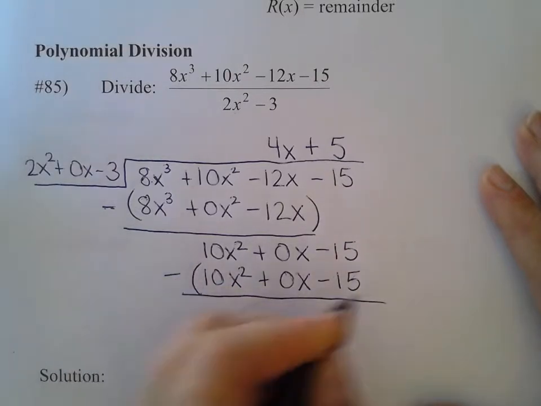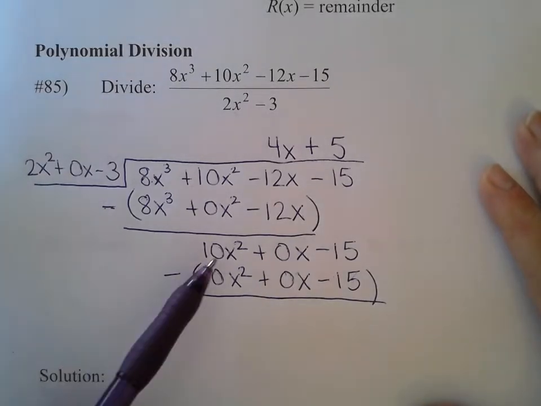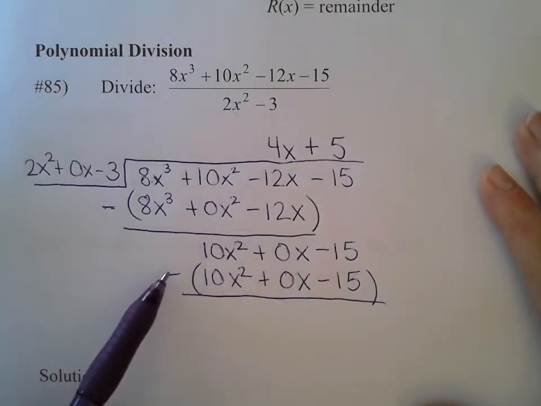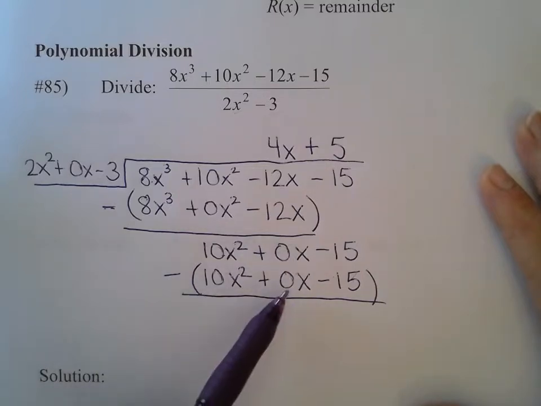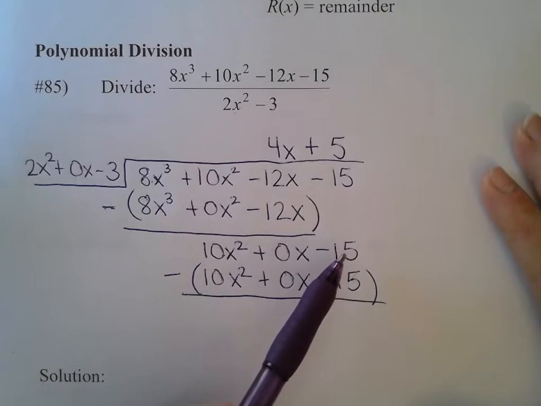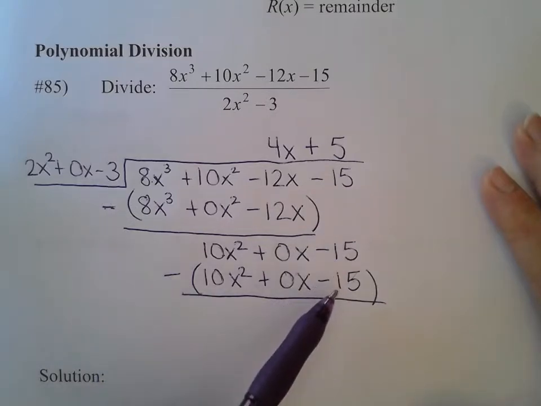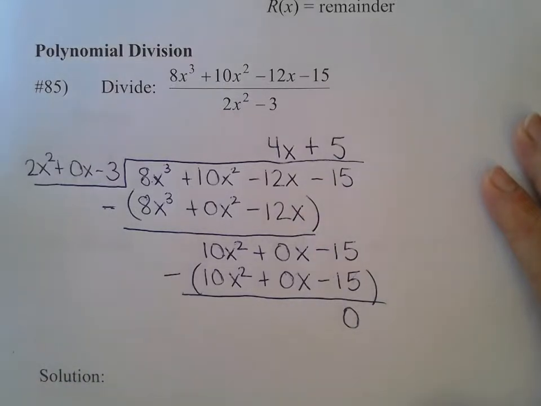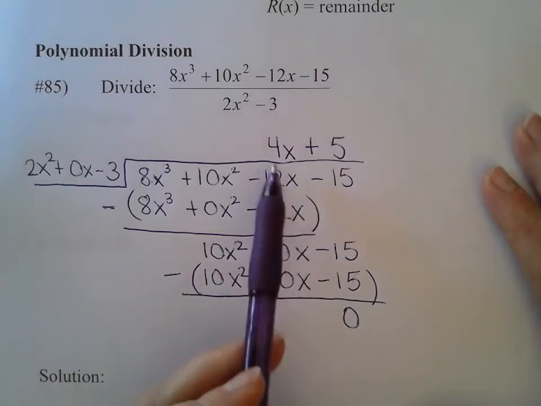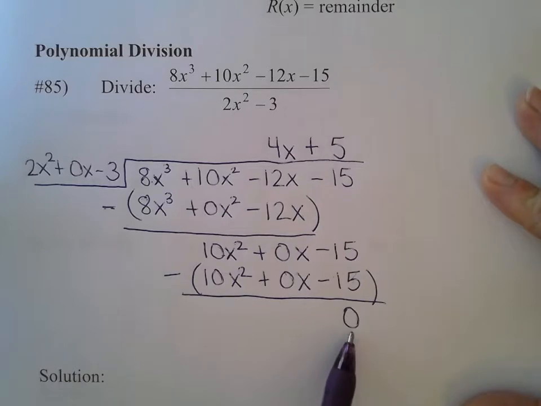This one comes out pretty nicely. They won't always be this nice and even, but we'll take it. 10x squared minus 10x squared is 0. 0x minus 0x is 0. Negative 15 minus negative 15 is like negative 15 plus 15, which is going to give us 0. And we're done. So our quotient would be 4x plus 5. Our remainder would be 0.